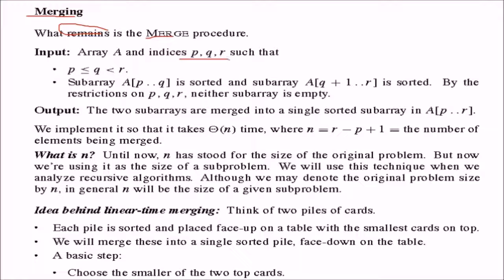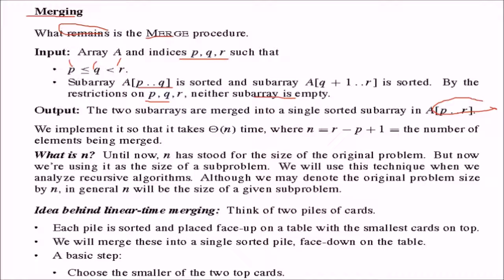Array A and indices p, q, r such that p is less than or equal to q, which is less than r. Subarray A[p..q] is sorted, and the next one, the half after this, is sorted. And by the restriction on p, q, r, neither subarray is empty. It couldn't be empty, I must say. So the output will be the two subarrays merged into a single sorted subarray A[p..r].